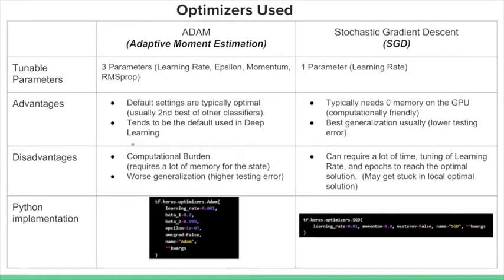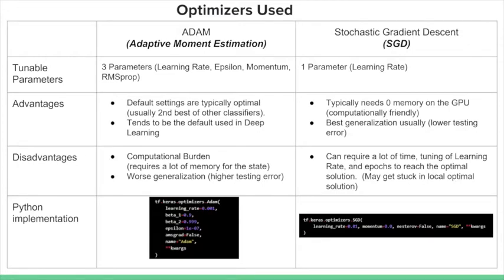There are different advantages and disadvantages to both. For Adam, the default settings are typically optimal, so it's usually the second best of other classifiers and tends to be used as a default in deep learning. However, it requires a lot of memory for the state and typically doesn't do so well in terms of generalization, so it has a higher testing error. On the other hand, SGD does not need so much memory, usually zero, so it's computationally friendly. Usually it gives us the lowest testing error. However, it can require a lot of time, tuning of the learning rate, and epochs to reach the optimal solution, and we may get stuck.